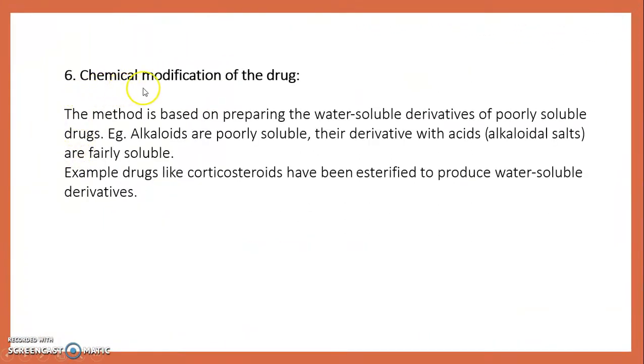The next method is chemical modification of the drug. The method is based upon preparing a water-soluble derivative of a poorly soluble drug. An example of it: alkaloids are poorly soluble, but their derivatives with acids, the alkaloidal salts, are fairly soluble. Another example: drugs like corticosteroids have been esterified to produce water-soluble derivatives.